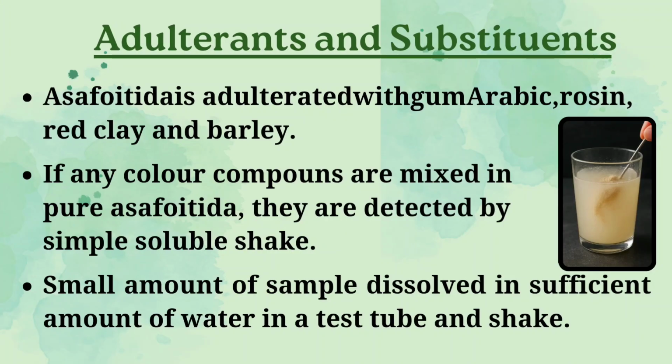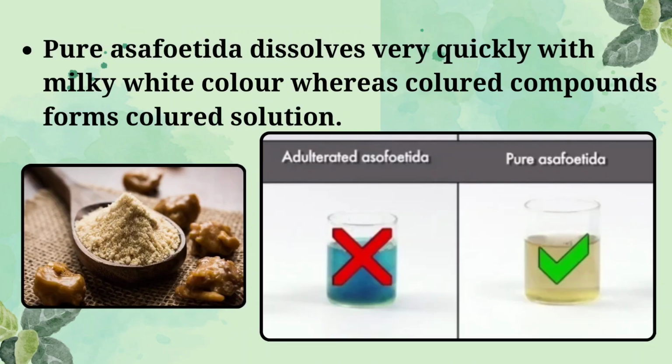Then we see adulterants and substituents. Asafoetida is adulterated with gum arabic, rosin, red clay and barley. If any color compounds are mixed in pure asafoetida, then they are detected by simple soluble shake test. A small amount of sample is dissolved in sufficient amount of water in a test tube and shaken. Pure asafoetida dissolves very quickly with milky white color, whereas colored compounds form colored solution.